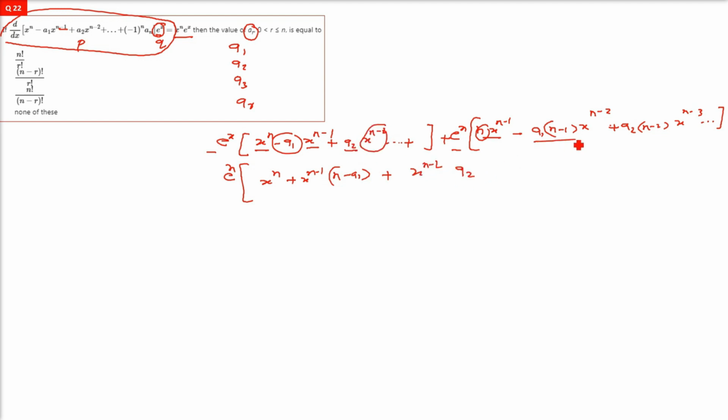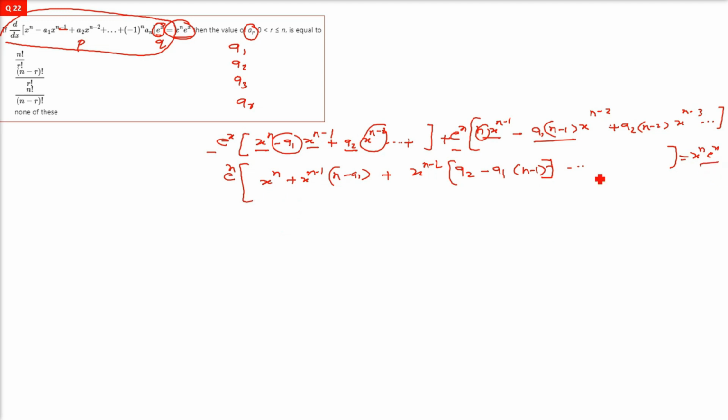a2 minus a1 into n minus 1. So I'm just taking e to the power x outside, and other terms that are similar, that is the power of x, wherever it is similar, I am combining those terms. That is the only thing which I am doing right now. So we have x raised n, x raised n minus 1, then x raised n minus 2. So there will be multiple terms here, and you will know what will be the final term. Now this is equal to x to the power n e to the power x.